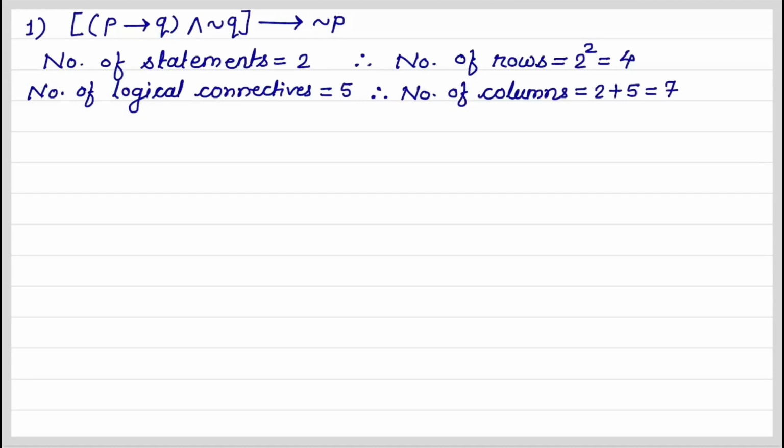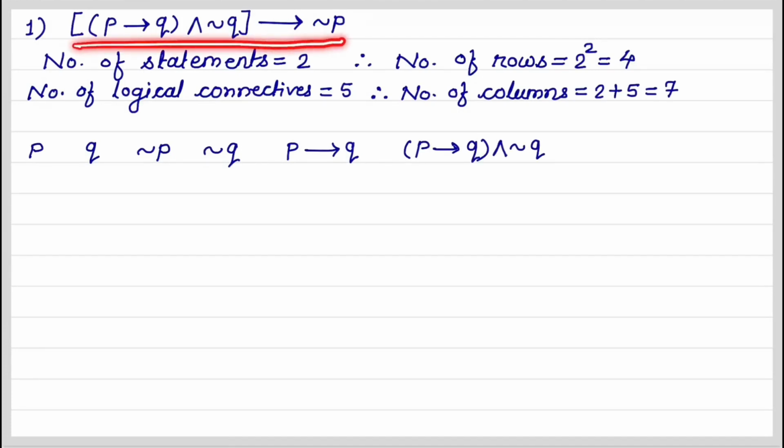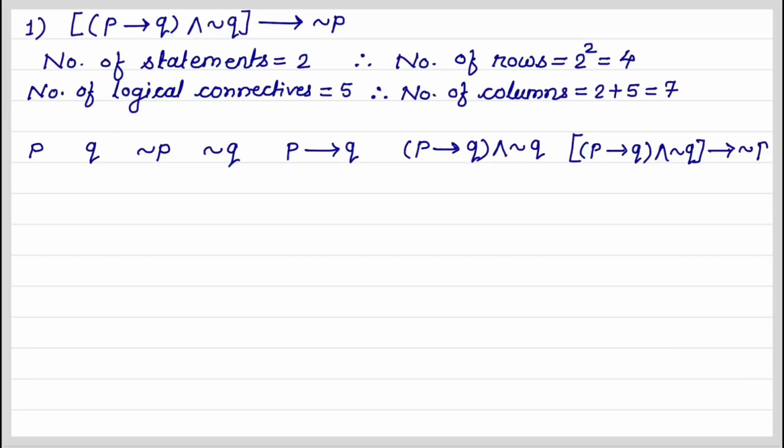Form the truth table. First column P, then Q. Next we require negation of P. Negation of Q also required. Next column is P implies Q. Then we will take this bracket, P implies Q and negation of Q. And last column is whole statement pattern, P implies Q and negation of Q implies negation of P.